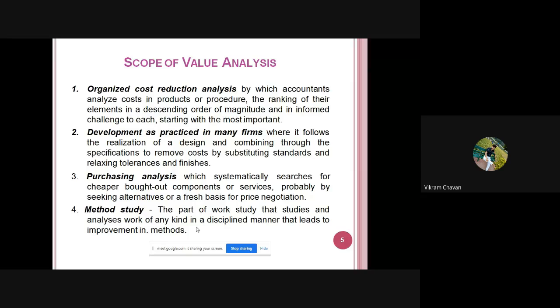Fresh basis means what? If some of the components already exist in the market, fine, but if one of the components does not exist in the market, then in that case we have to develop new vendors.